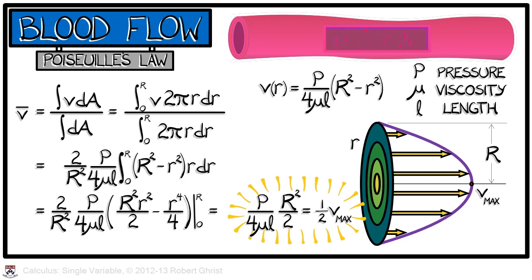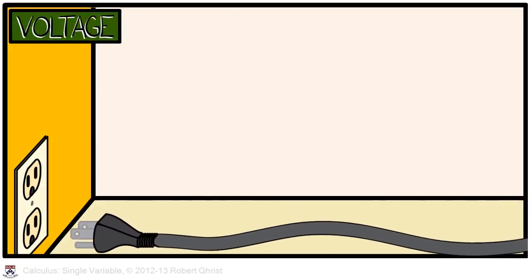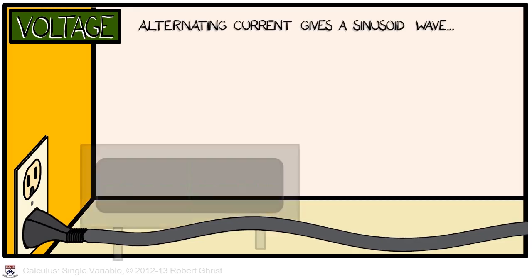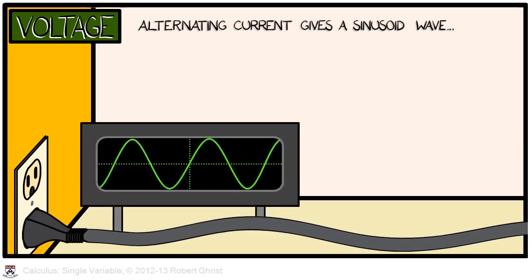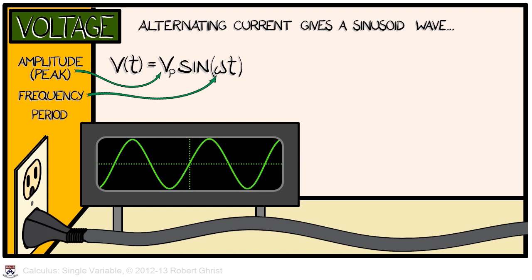That's a nice result. For our last example, consider what happens when you plug something into the wall. With alternating current, the voltage is going to be sinusoidal. The voltage as a function of time is going to be some constant, Vp, times sine omega t. This constant, Vp, is the amplitude or peak voltage. Omega is giving you some sort of frequency of oscillation. The period is going to be defined as 2 pi over omega.